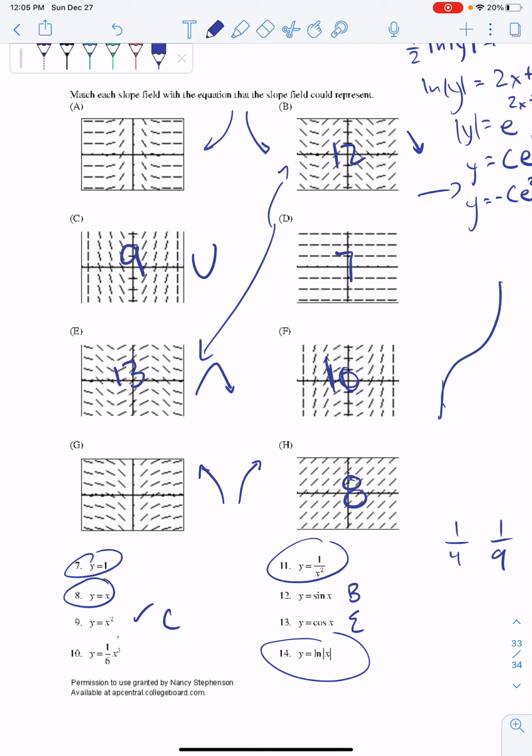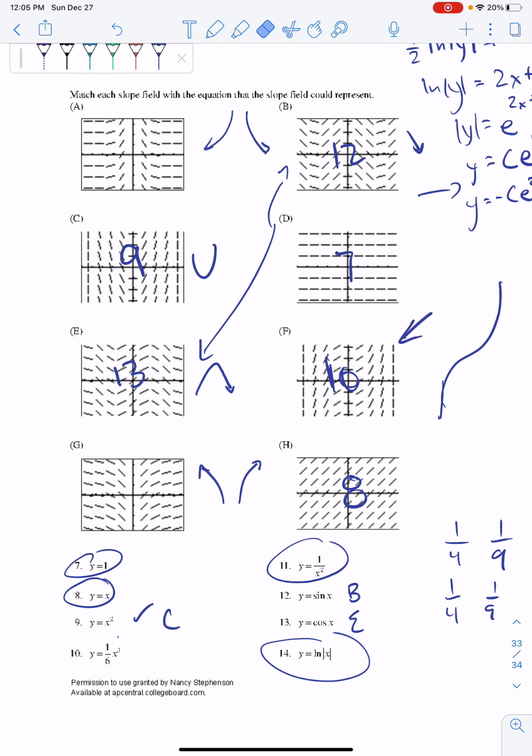If I put in a negative number, I'm also going to get 1 over 4 and 1 over 9. So it doesn't matter what my x value is, my slope is going to stay positive, and that makes me think that we got one wrong, right? Because where does my slope always stay positive? That's this one right here.